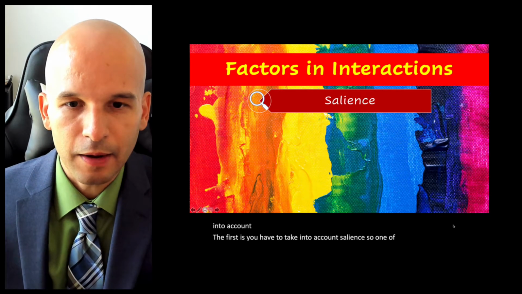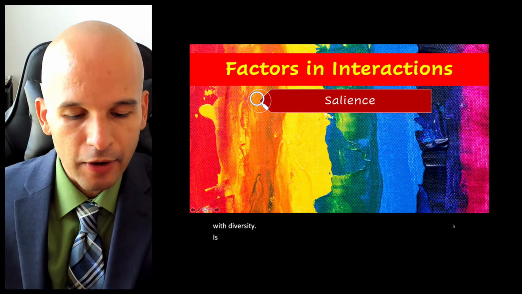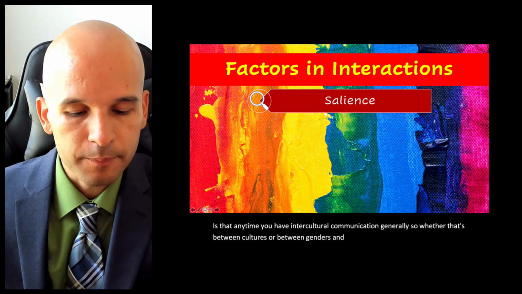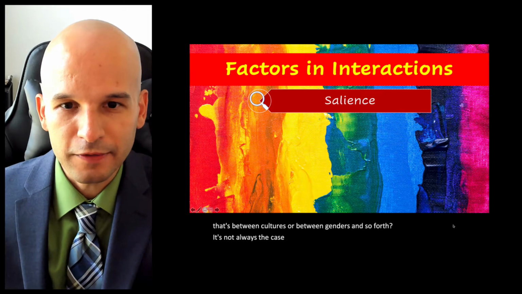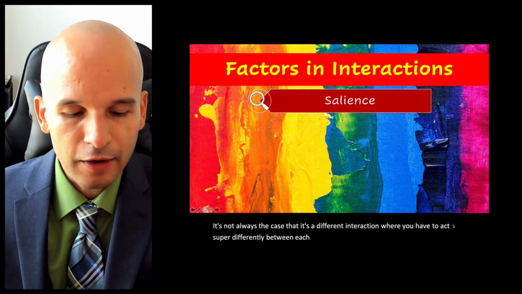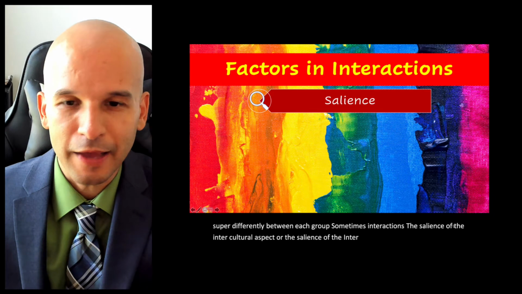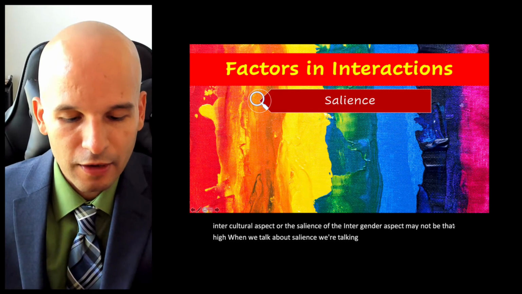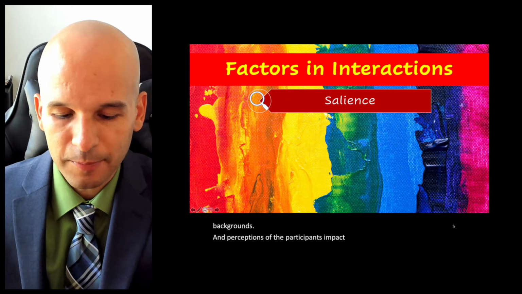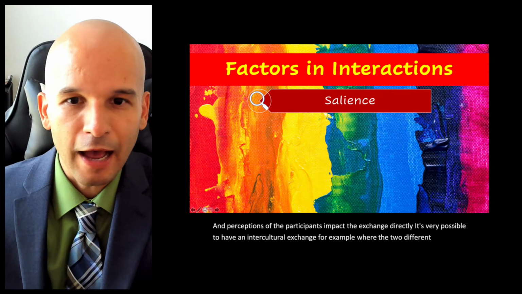So one of the questions that comes into play whenever you're learning about diversity and how to interact with diversity is that anytime you have intercultural communication generally, so whether that's between cultures or between genders and so forth, it's not always the case that it's a different interaction where you have to act super differently between each group. Sometimes the salience of the intercultural aspect or the salience of the intergender aspect may not be that high. When we talk about salience, we're talking about how much the cultural backgrounds and perceptions of the participants impact the exchange directly. It's very possible to have an intercultural exchange, for example, where the two different cultural backgrounds have very low salience.